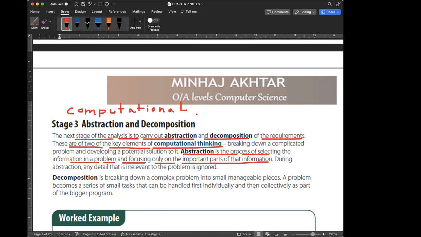While we are doing analysis, there is a most important thing: abstraction and decomposition. Let me tell you what abstraction is. Abstraction is the process of selecting information in a problem and focusing only on the important parts of the information. During abstraction, any detail that is irrelevant to the problem is ignored. Wow. Let me teach you in a very easy way. Just give me a second. Let me show you something. Then you will be able to understand.